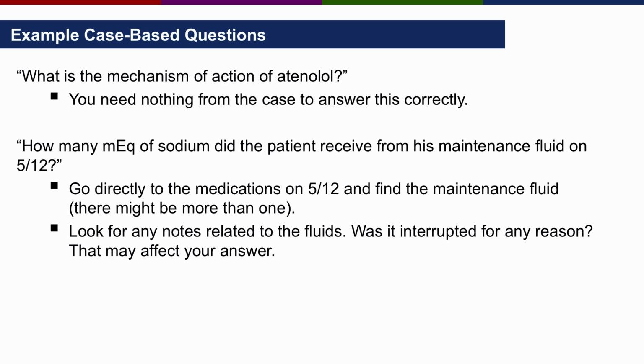The next one you would. Let's read that together. How many milliequivalents of sodium did the patient receive from his maintenance fluid on 5/12? Well, you're not going to remember anyway. The patient probably received fluids on 5/11, 5/12, 5/13. So you've got to go back to the case, look for the right date, see what fluid he had. There might be more than one, but you want the one that had sodium in it, which is probably normal saline, half normal D5, some combination, and then you do the calculation. Maybe it was interrupted for a while. If they tell you in the notes for that case the patient got half of the bag, so if it's a 1 liter bag, they got 500 ml. So you'd have to go back to the case anyway.